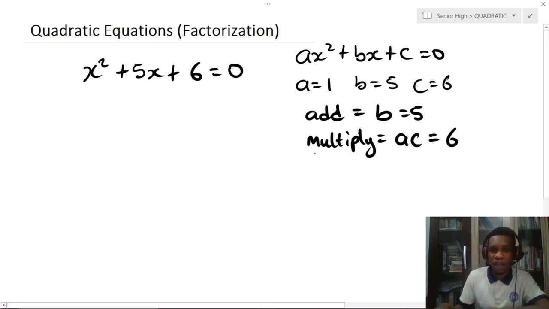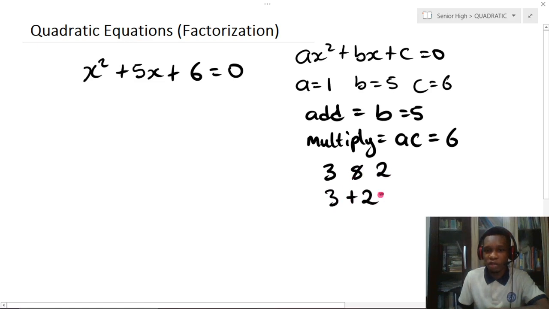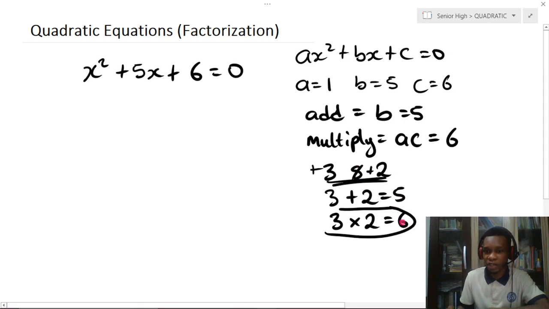So we think of values that when we add them, we get b, and when we multiply them, we get 6. Notice something. If I do 3 and 2, I know that 3 plus 2 will give me 5. Is that correct? Yes. I know that 3 times 2 will give me what? 6. So therefore the values are 3 and 2. Notice, because they are all positive values, they can do this for me.